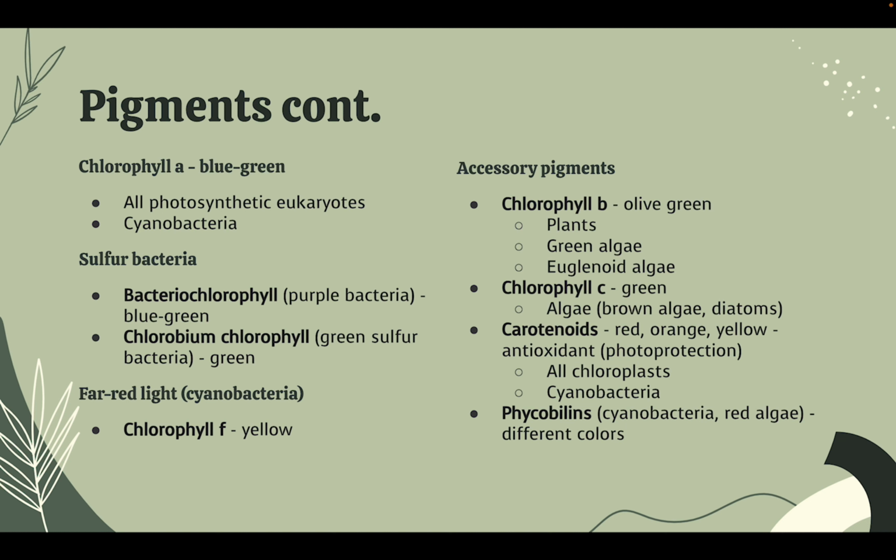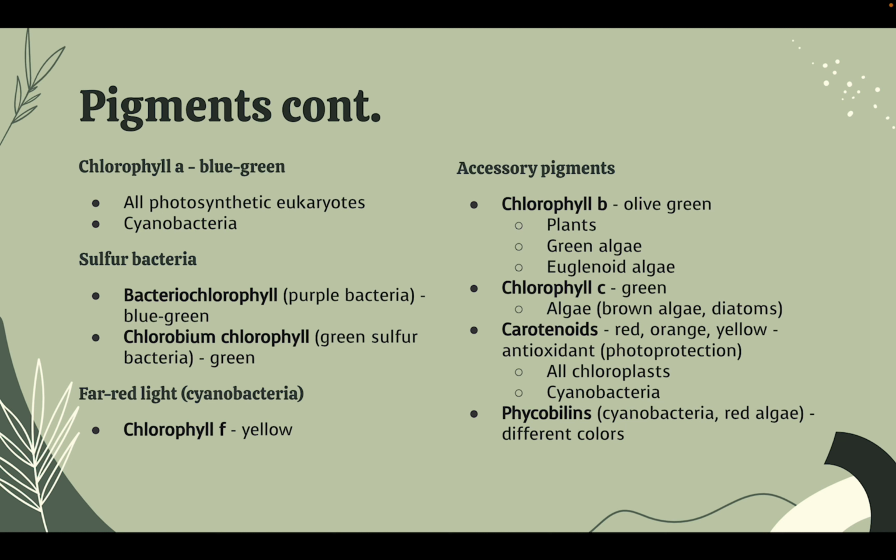And then there are some cyanobacteria that can survive in conditions where there's a lot of far red light instead of the red light that's usually preferred by plants. They use a special chlorophyll called chlorophyll F, which is yellow. Some accessory pigments are just other pigments whose main job isn't absorbing light to do photosynthesis. A lot of times they have protective uses, like absorbing other wavelengths that might harm the plant, or they broaden the spectrum that you're absorbing from.